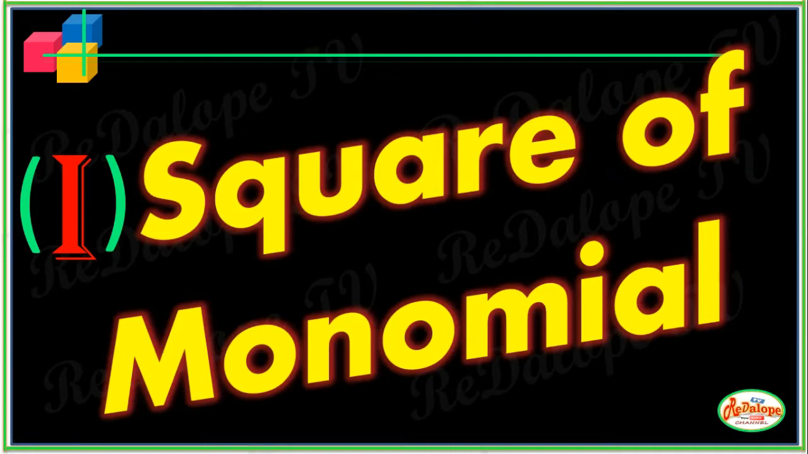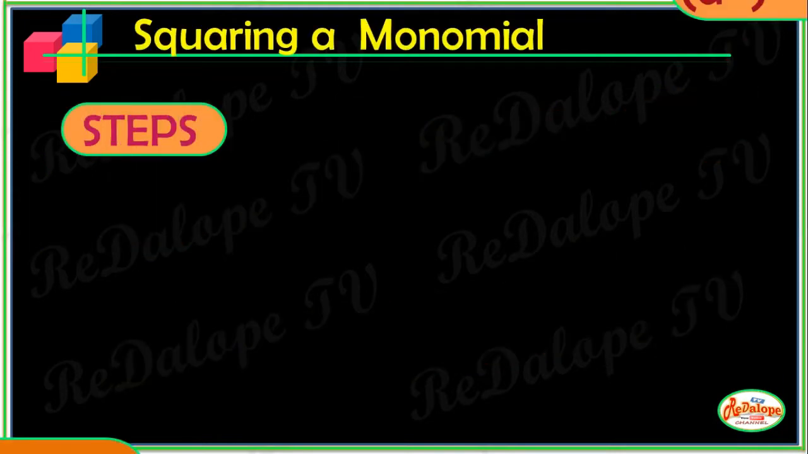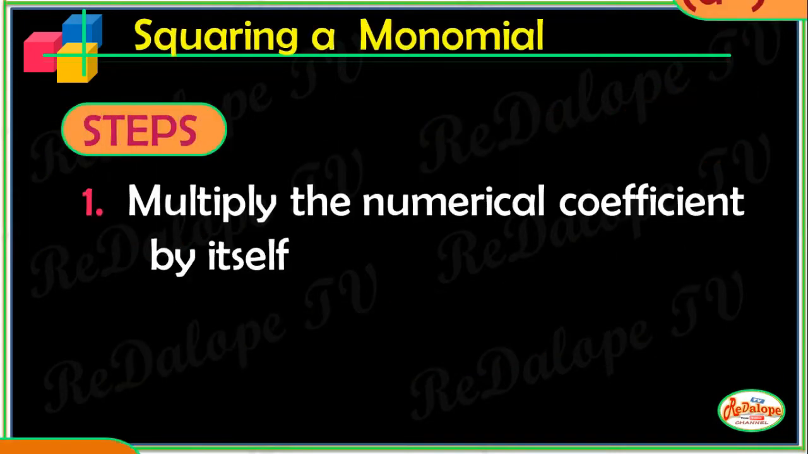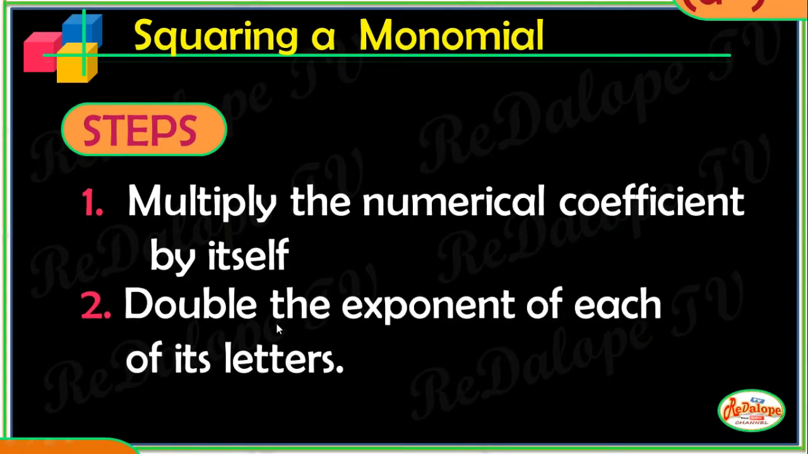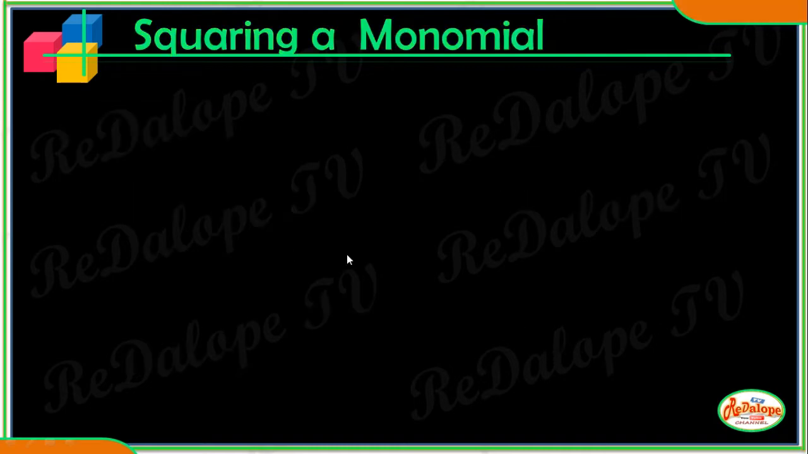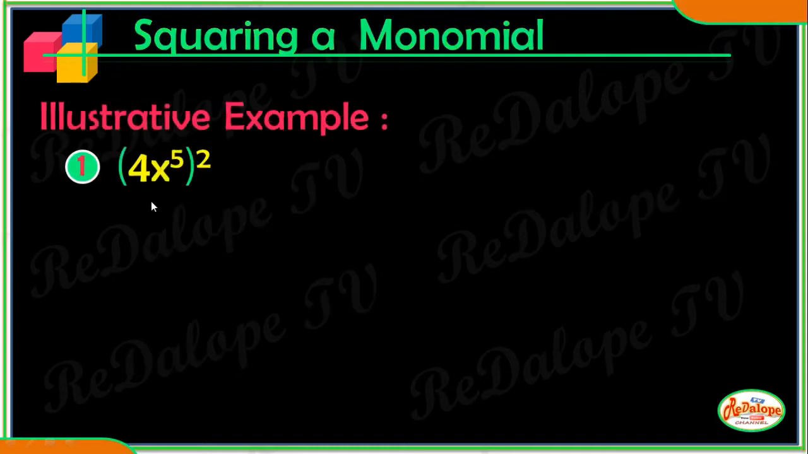Let's start with square of monomial. So we have here the different steps. First, we will multiply the numerical coefficient by itself. Second, we will double the exponent of each letter. So let's start with problem number 1. (4x^5)^2. So how do we simplify this monomial?